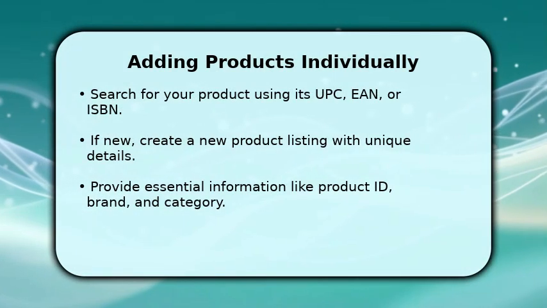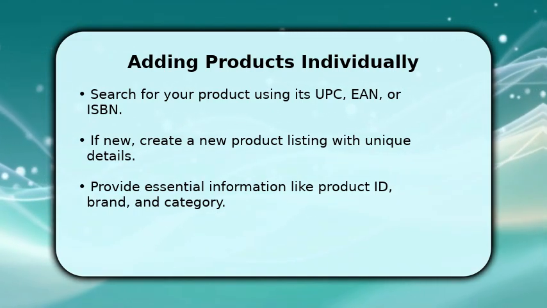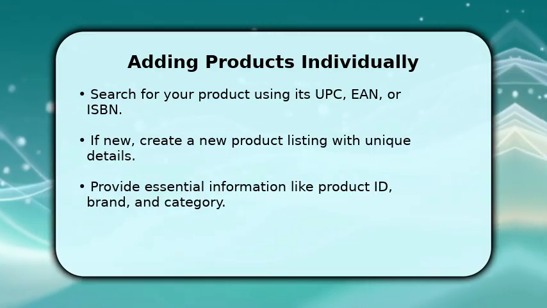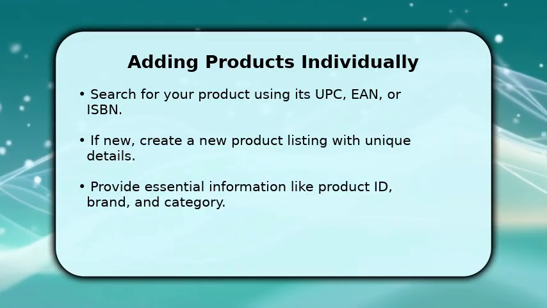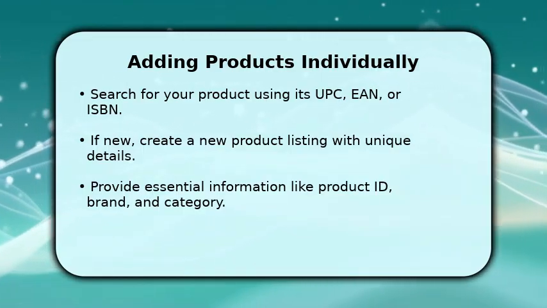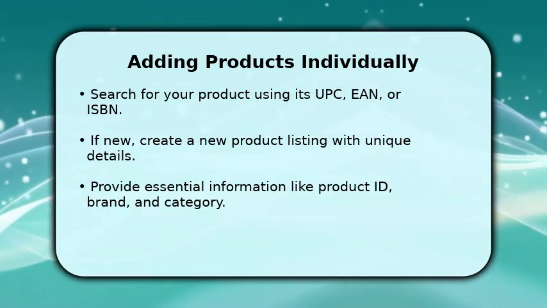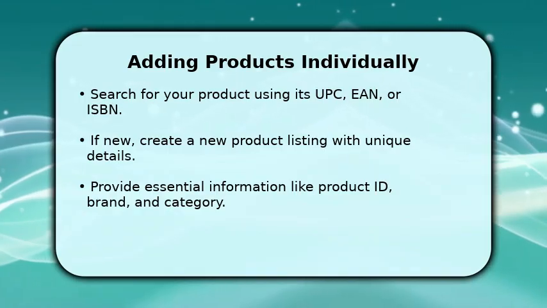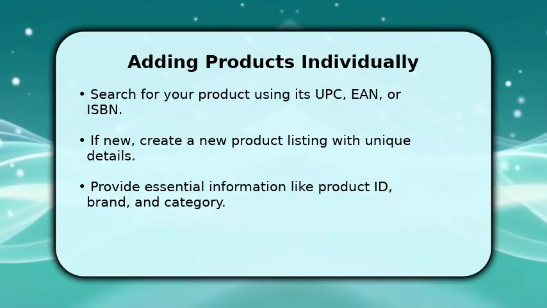When adding products individually, you first search Amazon's catalog. If your product already exists, you can simply list your offer. For new products, you will create a completely new listing. This involves providing a unique product identifier, such as a UPC, along with the brand name and selecting the correct product category. You will also input the title, description, and key features.